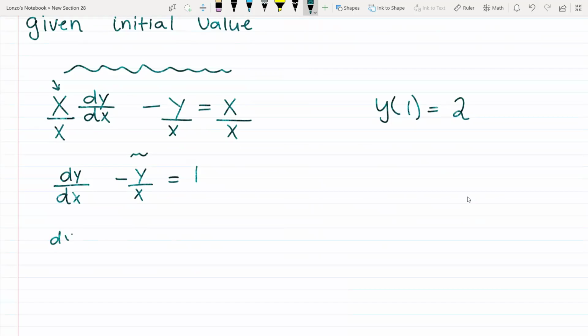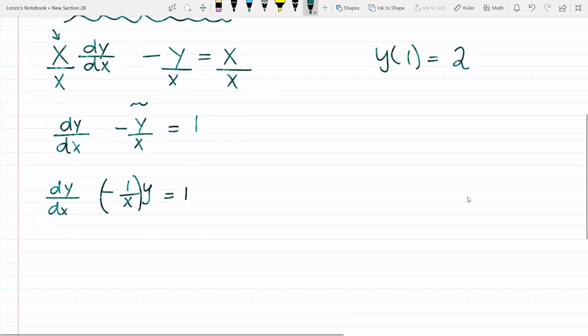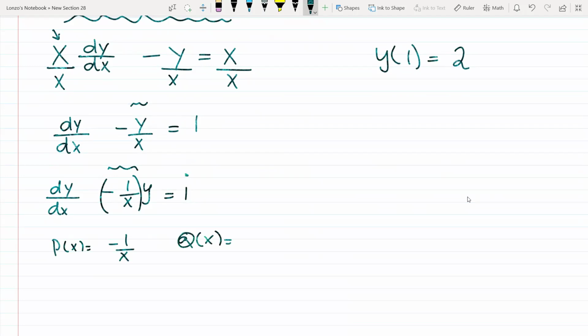It is in standard form, but I could rewrite this a little bit better. This is the same thing as negative 1 over x times y equals 1. That's going to be helpful when you find your p of x and q of x. So now we have it in standard form. Now let's figure out our p of x and our q of x. My p of x is this whole thing right here, which is negative 1 over x, and my q of x is everything on the right, which is just 1.